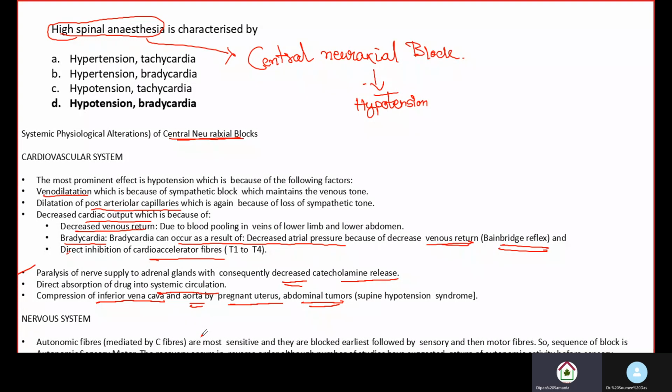In the nervous system, what happens? Autonomic fibers mediated by C fibers are most sensitive, and they are blocked earliest, followed by sensory and then motor fibers. So the sequence of block is autonomic, sensory, motor. Recovery occurs in reverse order, although a number of studies have suggested return of autonomic activity before sensory.